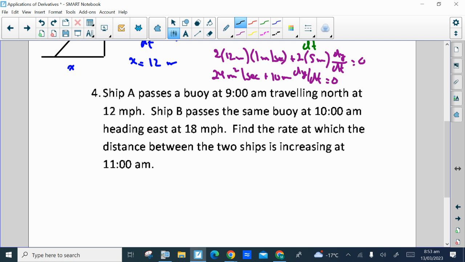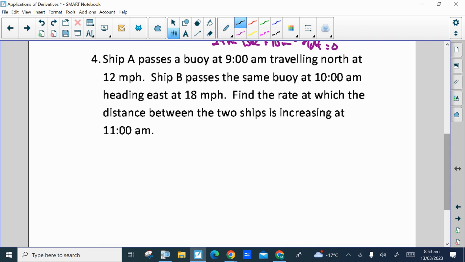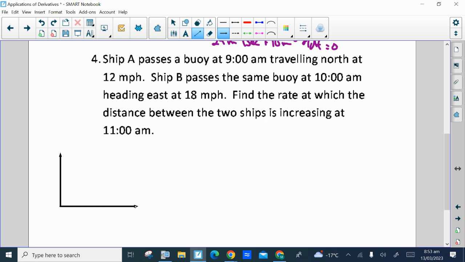Number 4 says a ship A passes a buoy at 9 a.m. traveling north at 12 miles per hour. Ship B passes the same buoy at 10 a.m. heading east at 18 miles per hour. Find the rate at which the distance between the two ships is increasing at 11 a.m. So again, we're going to have something that resembles a right triangle. We've got one ship traveling north, the second ship traveling east.